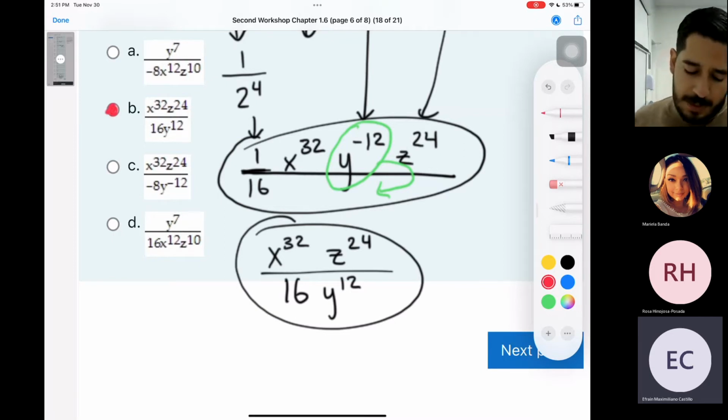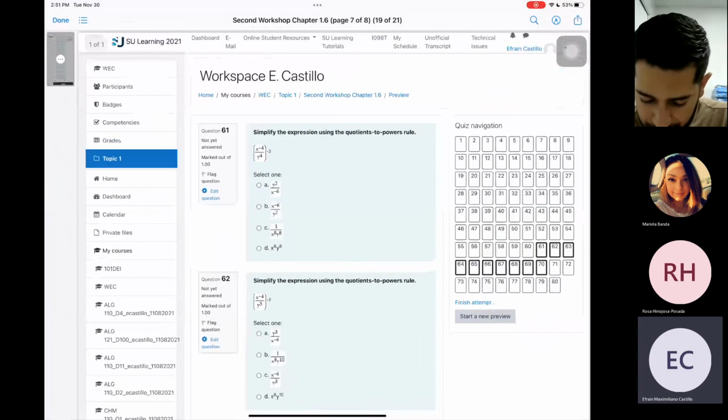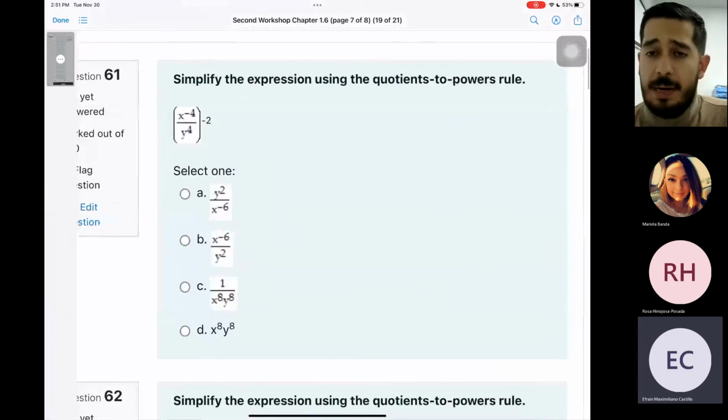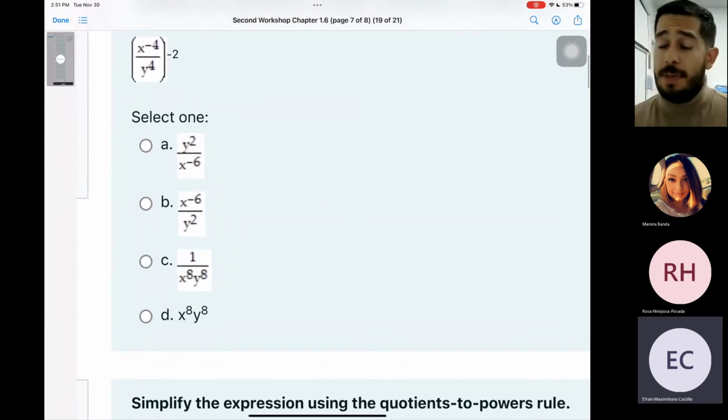32, 24, 16y to the power of 12. Okay. Let me go to the last rule, which is pretty much the same rule as before. If you have an exponent outside of parentheses, it goes to everything on the top and everything on the bottom if you have a fraction.